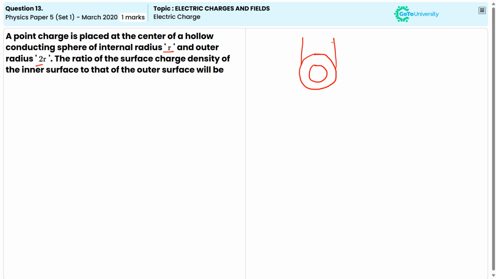Now let us take a hollow conducting sphere of inner radius r and outer radius 2r. So we are going to place a charged particle at the center. Let us take Q positive. So the center is plus Q, the inner surface is minus Q, and obviously the outer surface is plus Q.